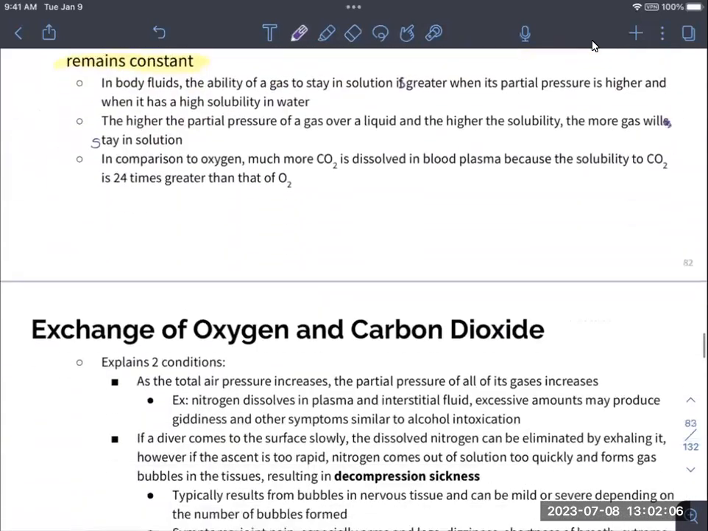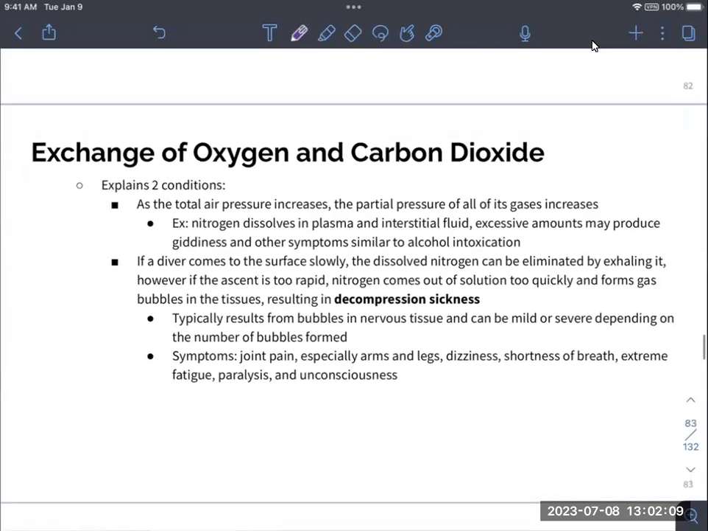So part of this Henry's law tells us two different conditions. As the total air pressure increases, the partial pressure of all of its gases increases. Nitrogen can dissolve in plasma. It can dissolve in interstitial fluid. If we have too much nitrogen, it produces giddiness. And it can actually give us similar symptoms to alcohol intoxication if there's too much nitrogen in the air.